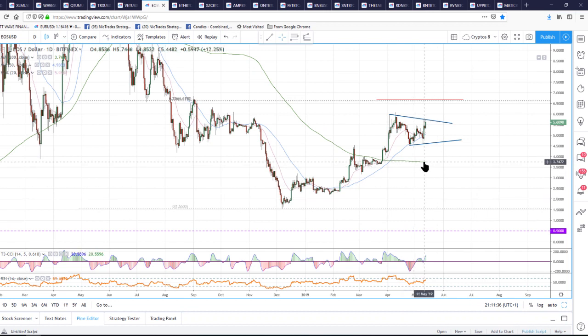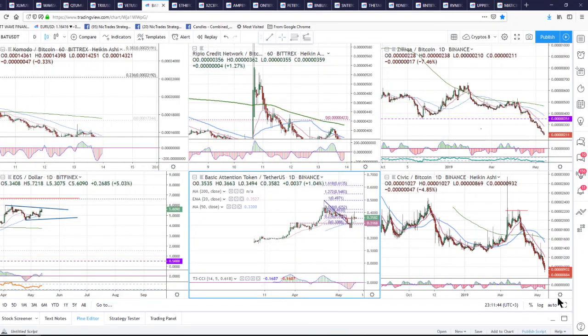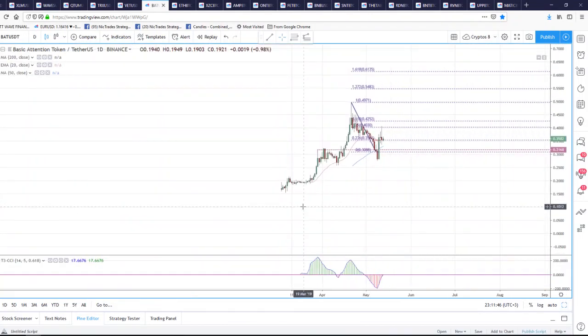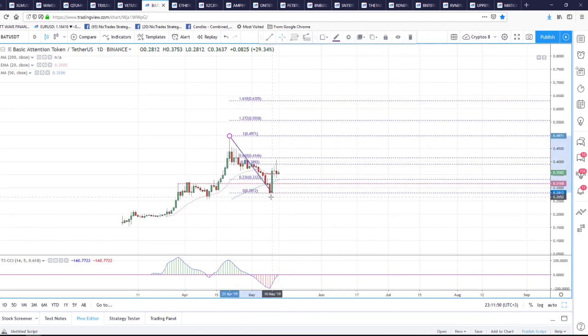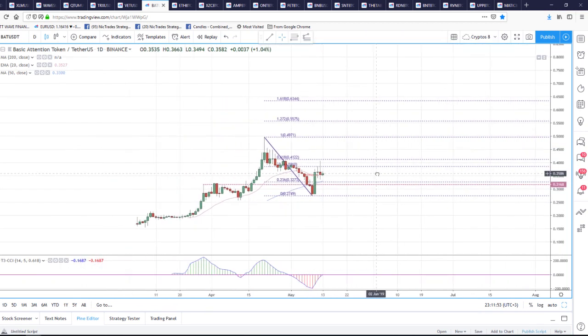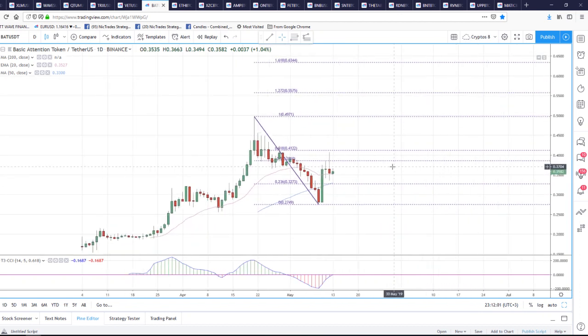So there we go. EOS, not convincing. We're sideways against the dollar, and we're not doing well against Bitcoin. Basic attention token, I've got this against the US dollar. I like this one. I think we've got some potential here. Why do I like this one? This is basic attention against Tether.